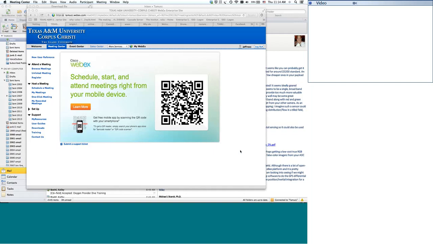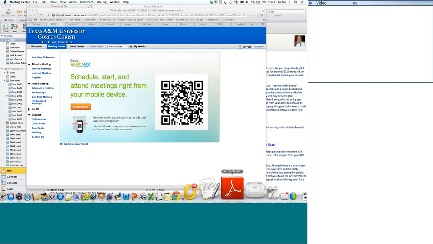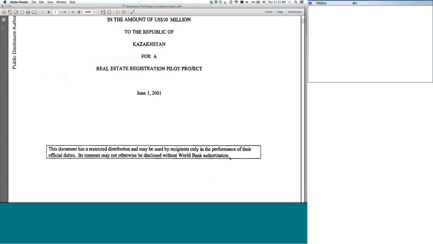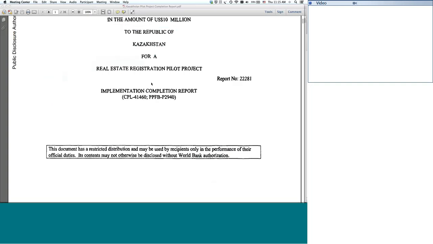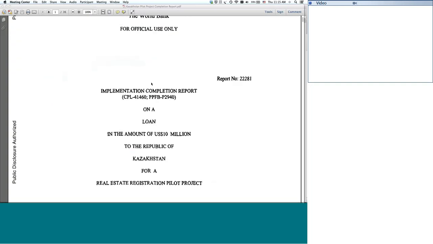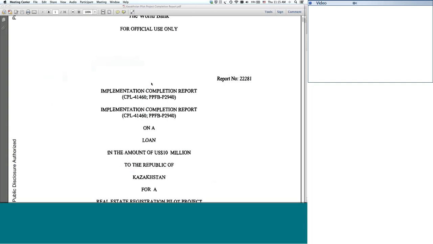Today we're going to carry on looking at another example of a land administration project, and one that I was intimately involved in. It was the development of a pilot project in the country of Kazakhstan. And again, this is a little old, this was done back in the 90s, but still a very good lesson. I have here the World Bank implementation completion report from this project.